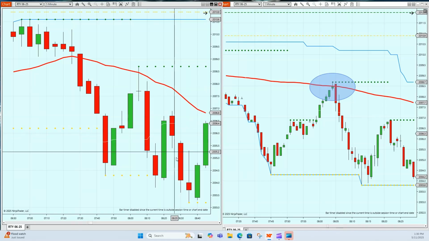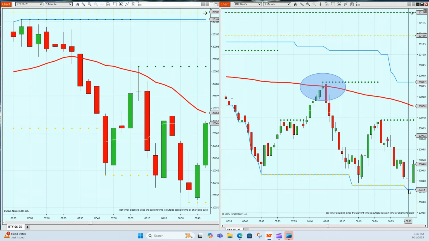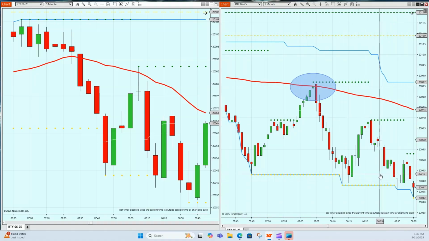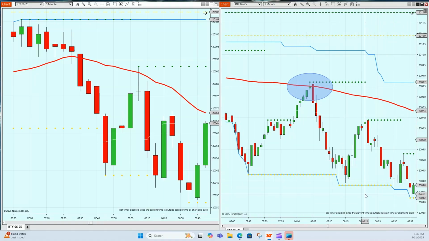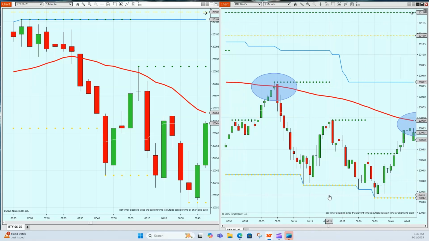Once this broke down though, we had to go to a new Donchian low, which should be right here. Yeah, here's our Donchian low. Let's see if we get a smooth pullback. Nope, here's our new Donchian low. See if we get a smooth pullback. And we do. Holy cow.